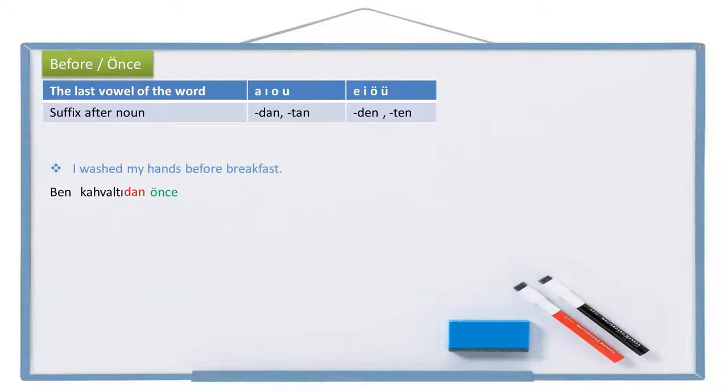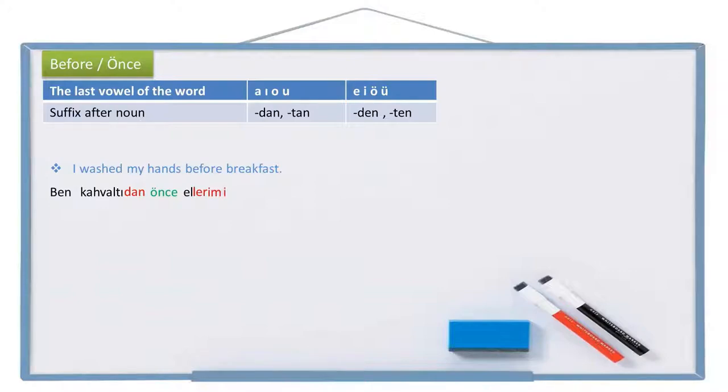Let's continue with the sentence. Now we are going to write I washed my hands. Let's write my hands first. Hand is el. Hands with the plural suffix ler, eller. My hands, ellerim. All right. But be careful, these hands are not any hands. They are specific hands. We are talking about a particular object here. So we need to add the accusative suffix here, ellerimi.